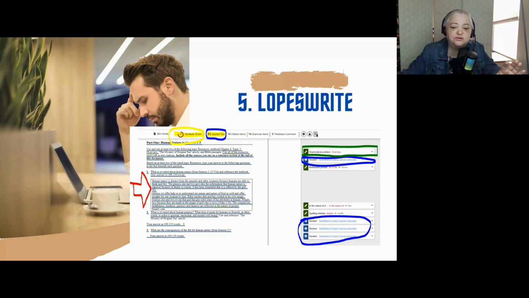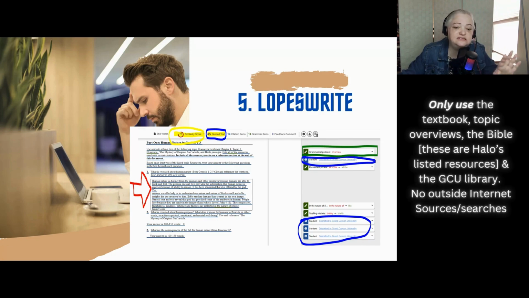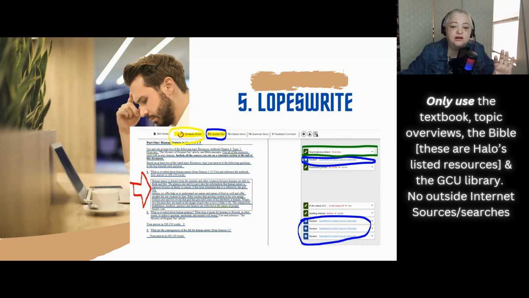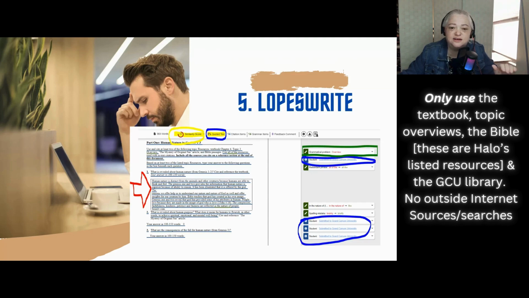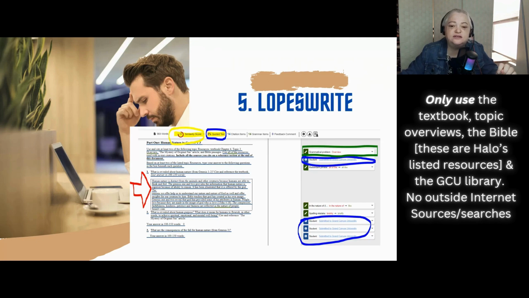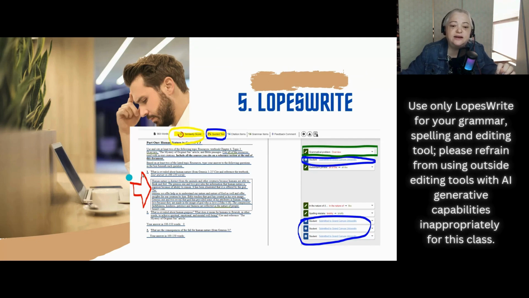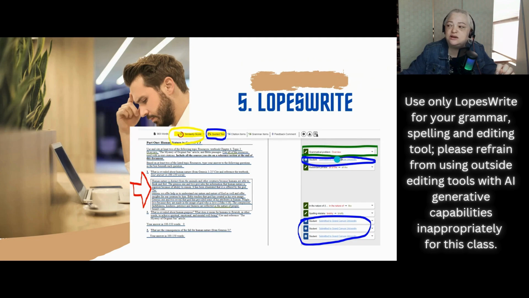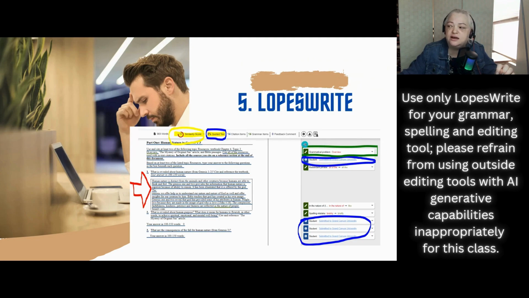Anything that came from a source, whether you're using their ideas or their words, it needs to be cited with a citation and a reference, and do not go outside of Halo's resources or GCU's library to find a citation or a reference. Finally, over to the right, you see a green square around the pencil icon.